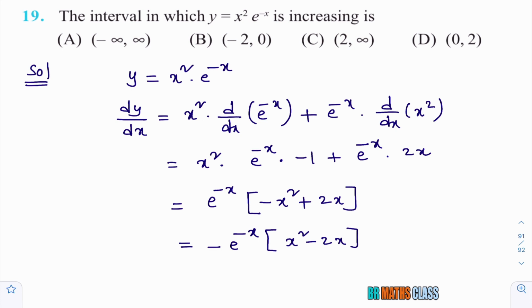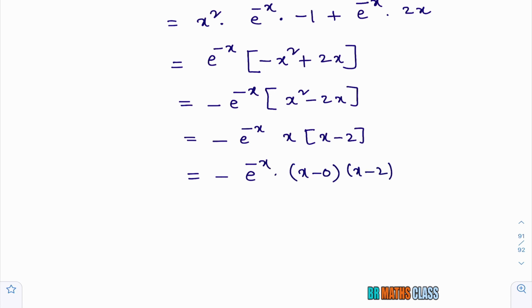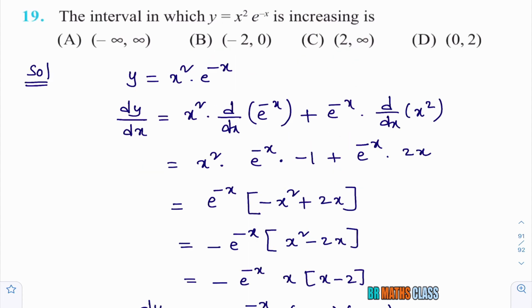What am I trying to find? I am trying to find for what values of x dy by dx is greater than or equal to 0. If I simplify this further, what will I get? Minus e power minus x into, in this x square minus 2x, you take x common, then you will get x into x minus 2. So this can be written as minus e power minus x into x minus 0 into x minus 2. What is this? Okay, I got dy by dx. I need to find for what values of x dy by dx is greater than or equal to 0.